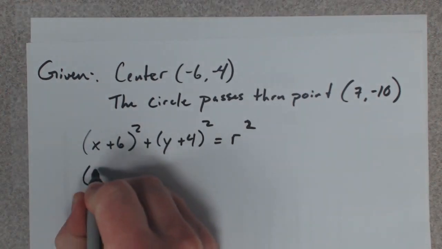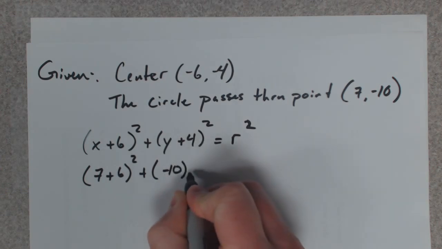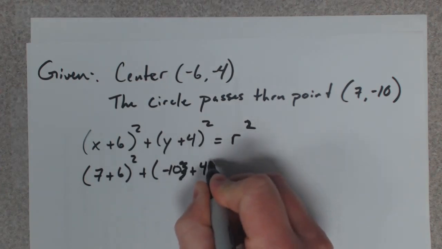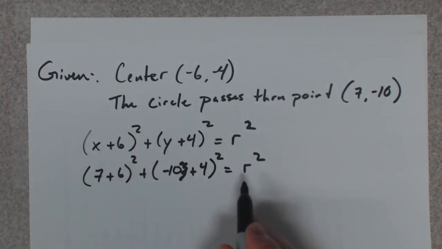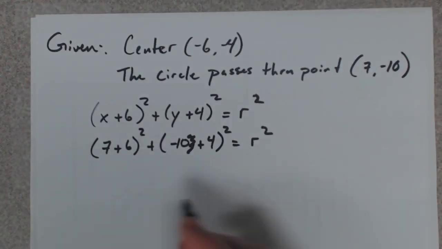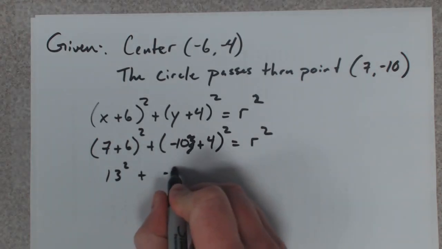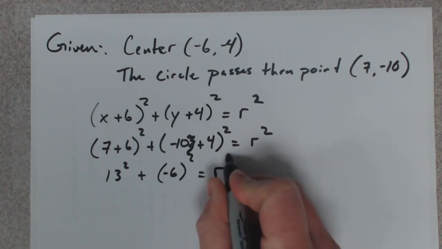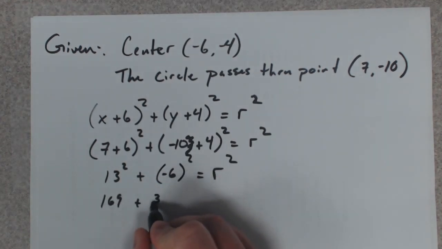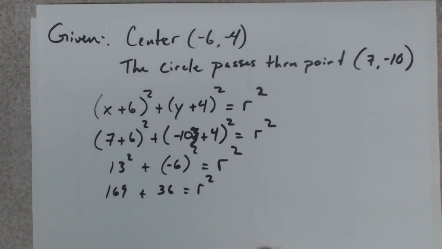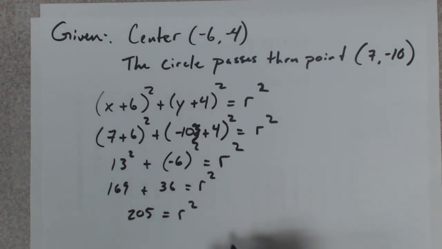So I can put in my 7. I can put in the negative 10. Now I don't have any variables besides the r, and I can solve for r squared. So what I get is 13 squared plus negative 10 plus 4, which is negative 6 squared, equals r squared. 13 squared is 169. Negative 6 squared is 36, equals r squared. And then 169 plus 36 is 205, equals r squared.